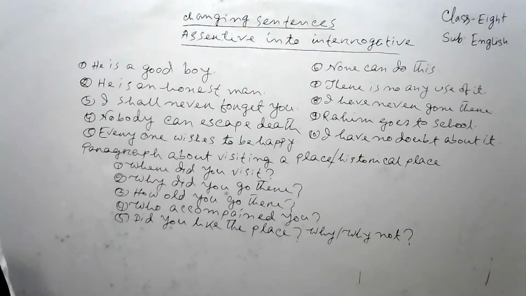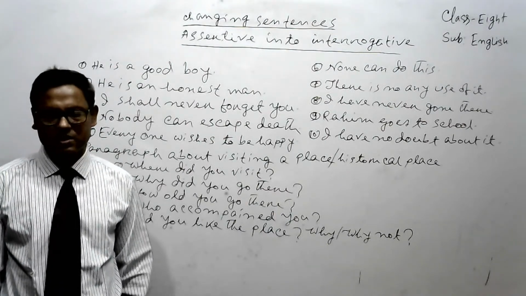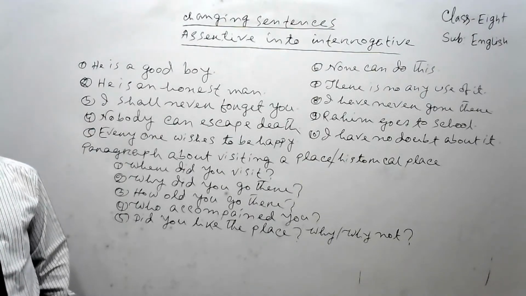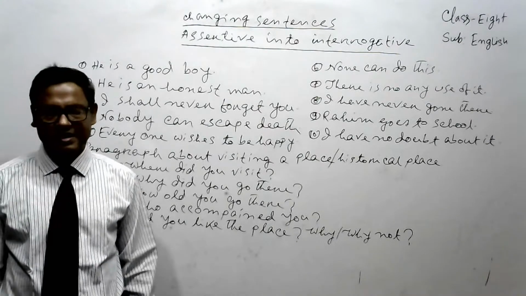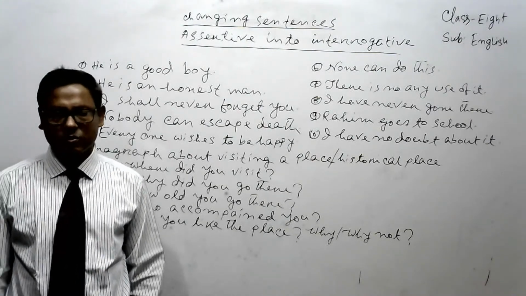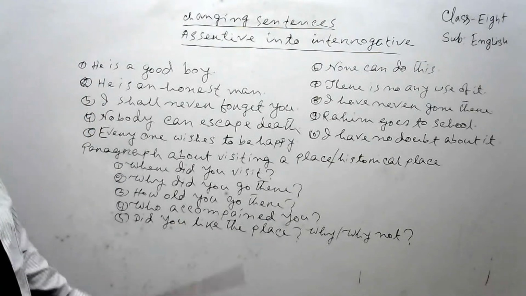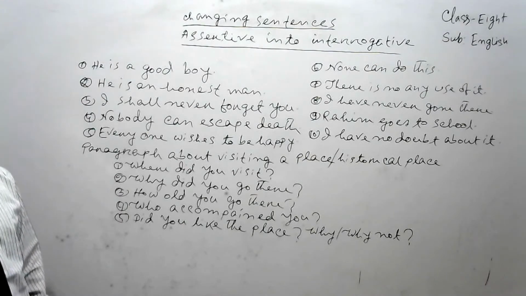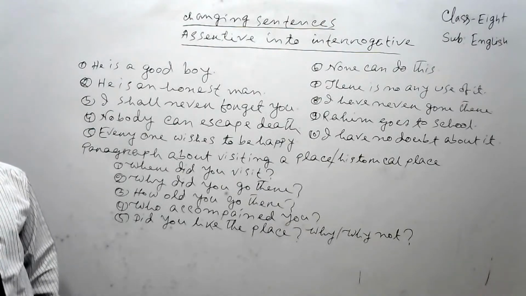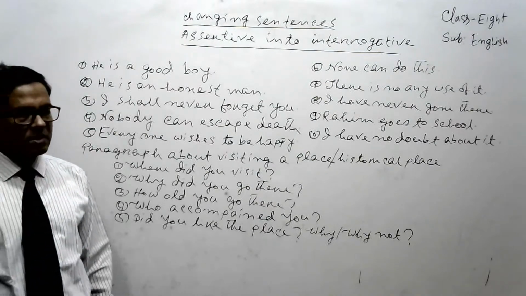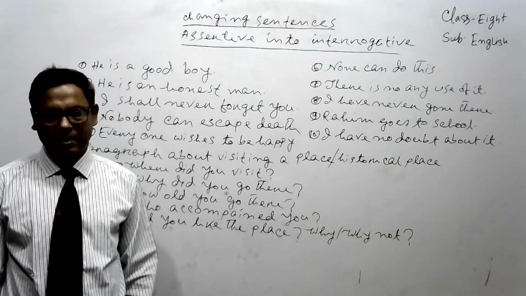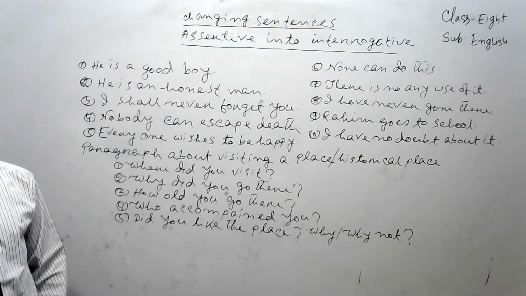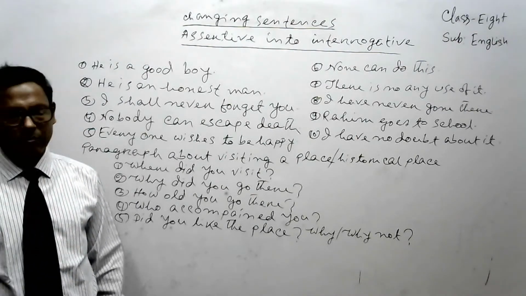Next, I will say again, think you have visited a historical place or an interesting place last year, and you gathered much knowledge. You know that visiting a historical place is a great opportunity to learn many things, to gather knowledge. So in this way, you have to write the paragraph, and the paragraph should be within 120 words. It will be only one paragraph, and in one paragraph you have to write your answer.